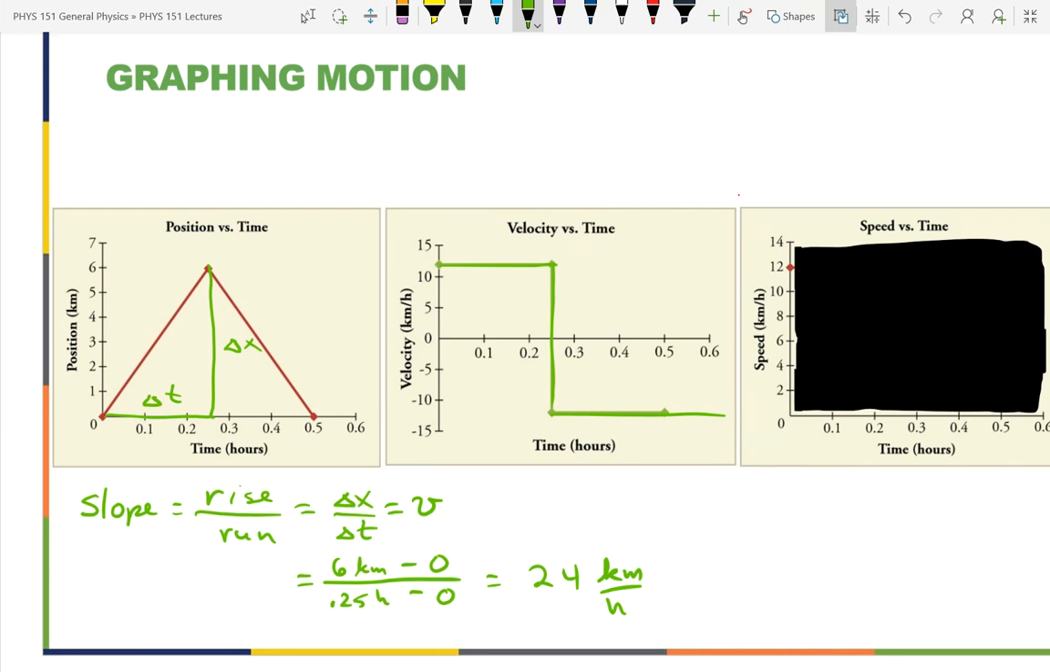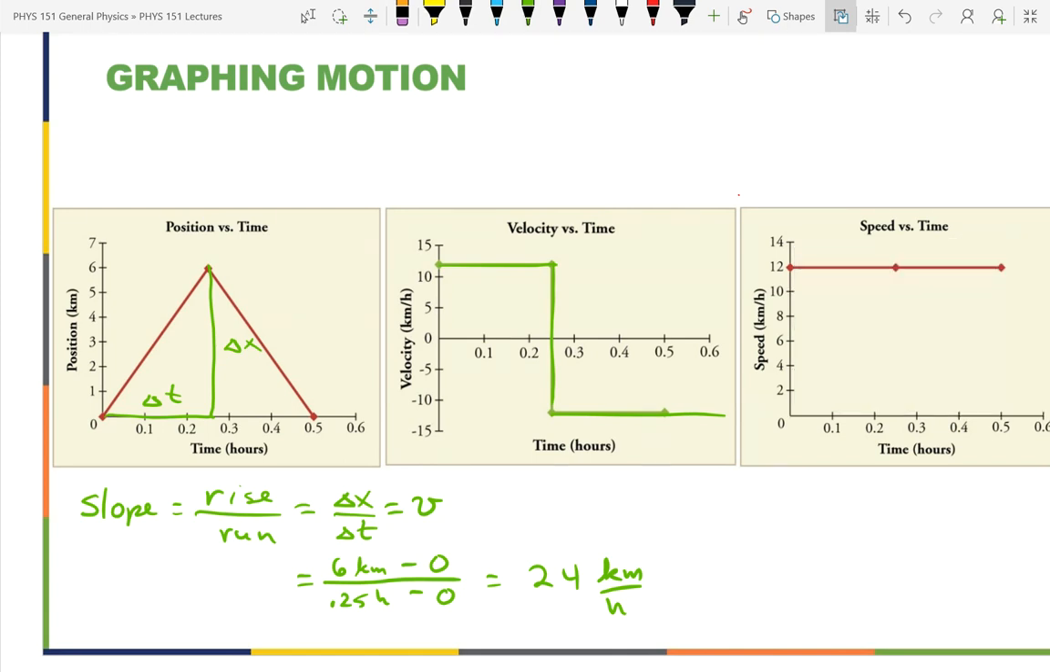Because the speed is just how fast you're traveling. It doesn't matter if you're going forward, backward, sideways. It's just how big the number is. It's just the magnitude. And so since the magnitude was the same all the way across, then it will be constant. And I see they have that as 12.